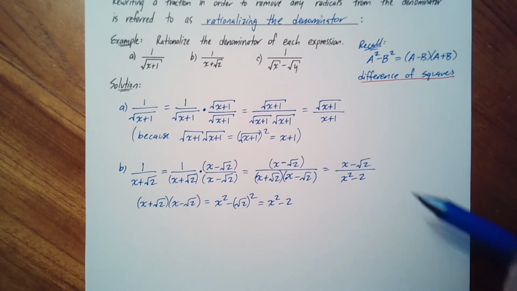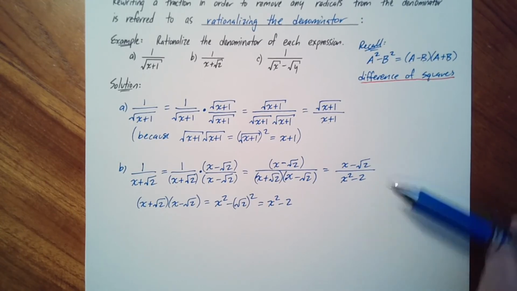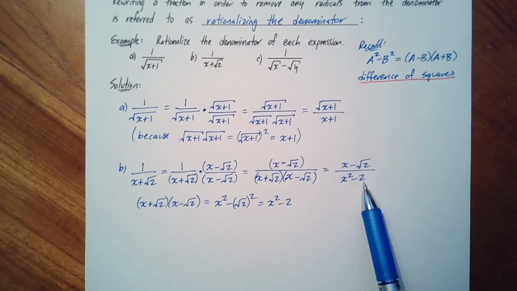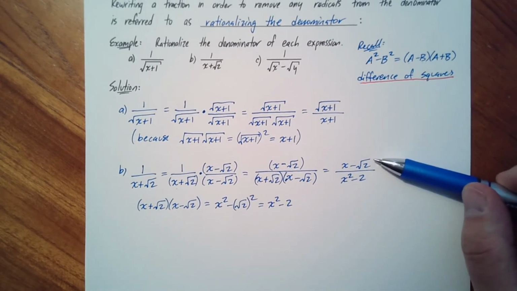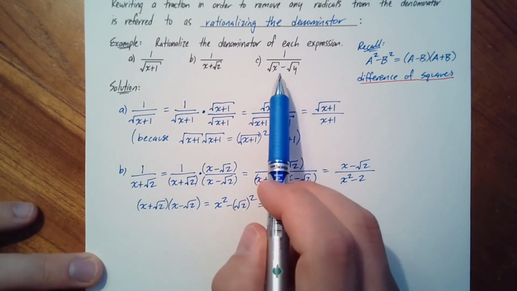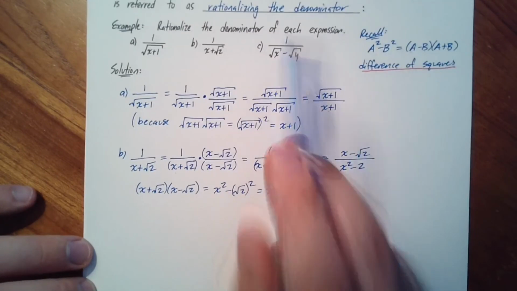So again, we've done it, right? We've rationalized the denominator. The denominator of this fraction does not have any radical signs in it. Again, just like before though, we've introduced a radical sign in the numerator. So we haven't gotten rid of all the radicals, but at least we got rid of the one in the denominator. Okay, that also works for the third one, part C, the exact same trick.